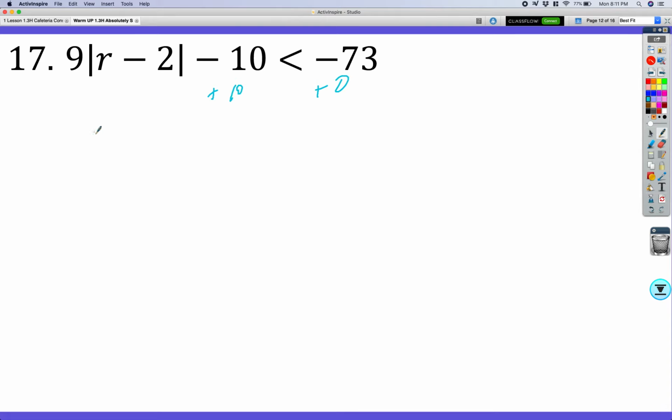We're going to add 10 to get 9 times the absolute value of r minus 2 is less than negative 63.